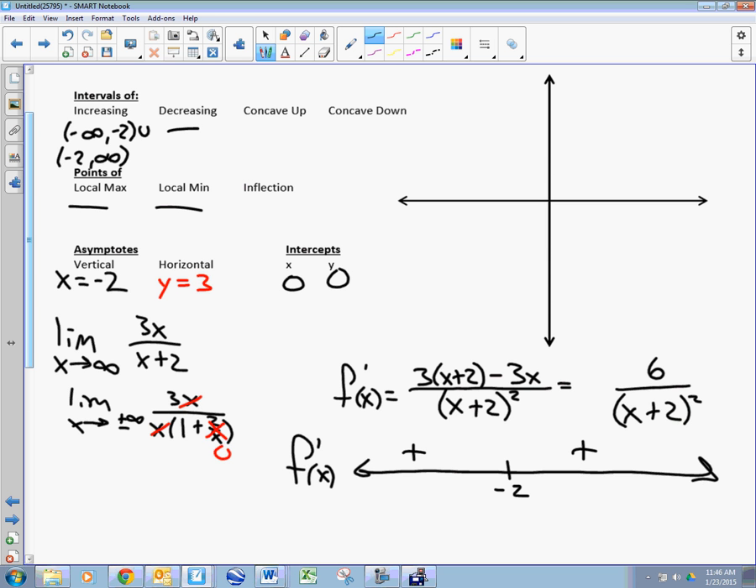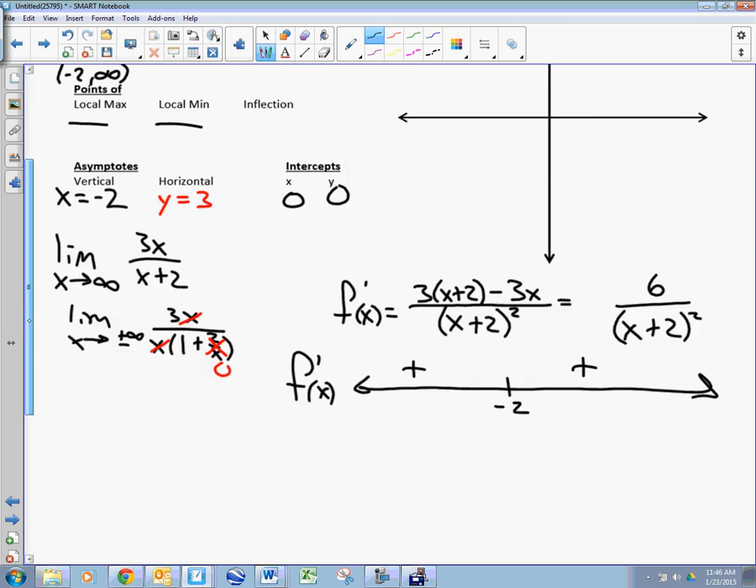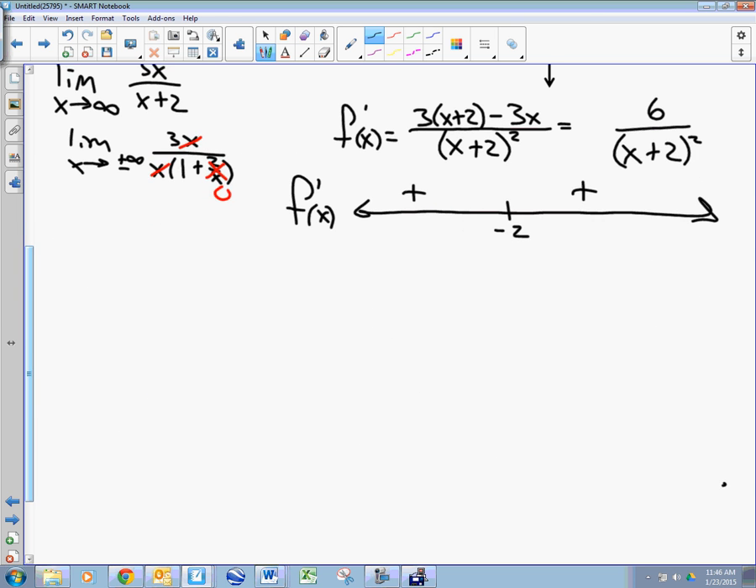Concavity occurs for the second derivative. I will find the second derivative. Now, I made this mistake last hour. They got really upset, so I will settle down here.